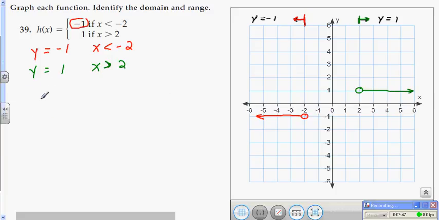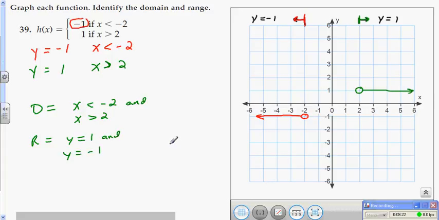Now, domain and range here are interesting. The domain, well, all the x's less than -2 work, and all the x's greater than +2 work. So in other words, this is our domain then. We'll only plug in things that are less than -2 and greater than 2. Our range, well, the only thing we get out of this is a value of y equal to +1 and y equal to -1. We don't get any other types of y's out.